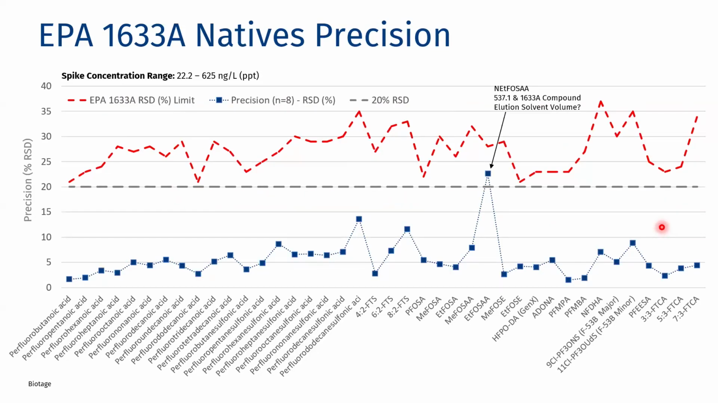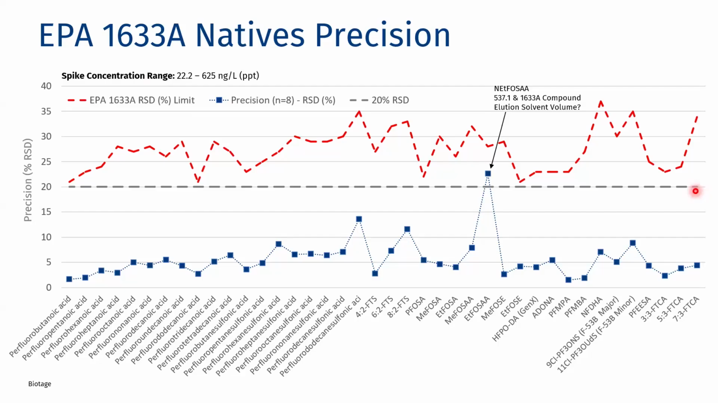Here's the precision for the 1633A natives. Again, I have the 1633 RSD limit in red. This varies by analyte, and you can see how it varies, anywhere from 20% RSD to just below 40%. So there is high variation in this method in terms of RSD, and it can still meet the acceptable requirements. Again, these are the same 8 replicate spikes at the range of 22.2 to 625. And I also added in the requirements for 537 and 533 at 20%.